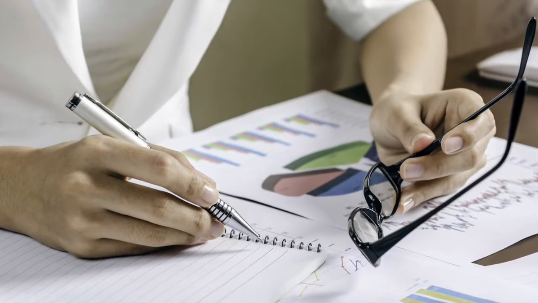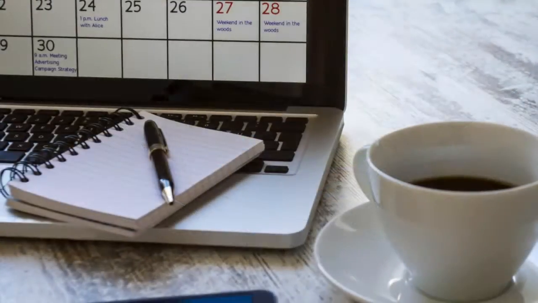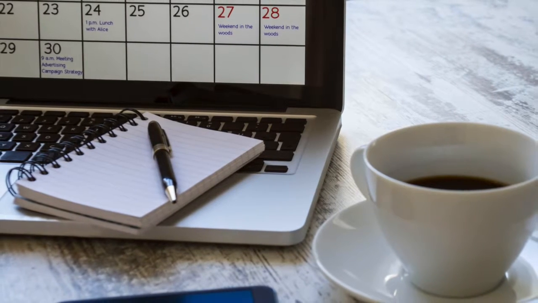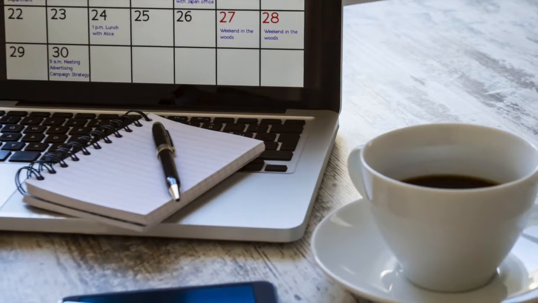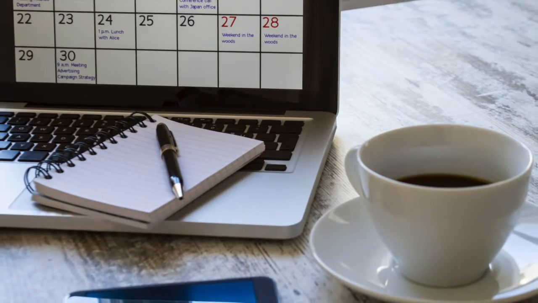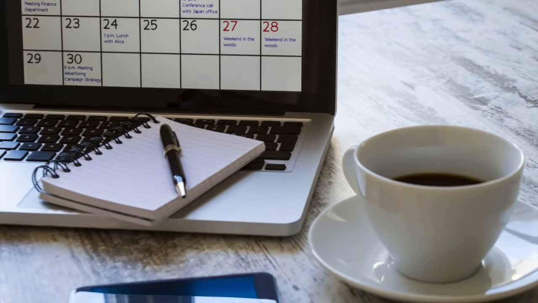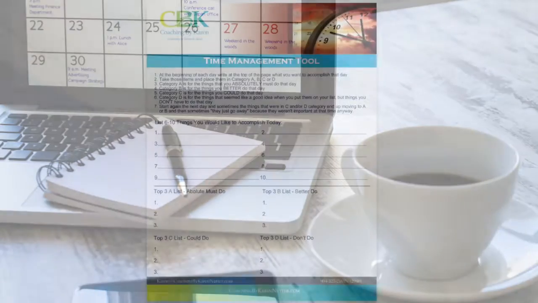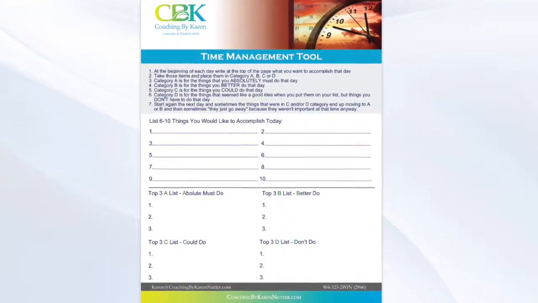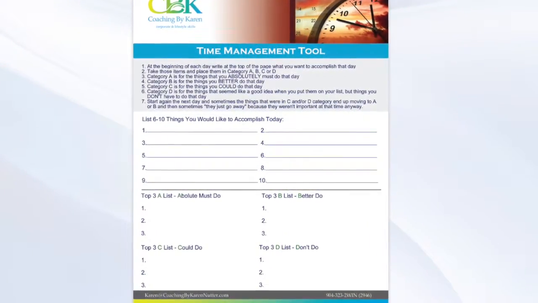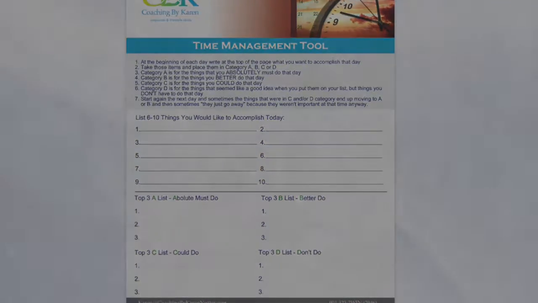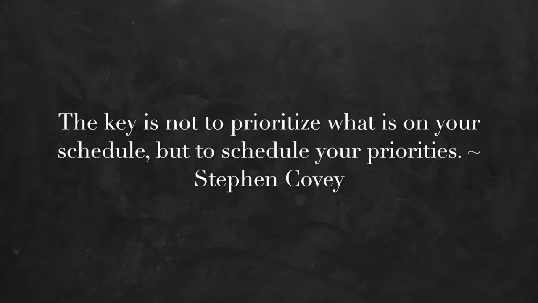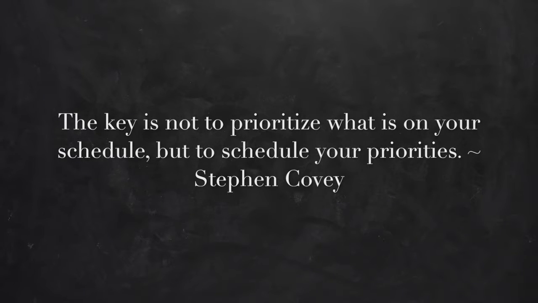Eventually, by the end of the week, you'll have a lot of things you accomplished, but you'll then again have a lot of things you didn't accomplish, and you'll be glad you didn't waste time on them because you learned by doing this time management tool that they were things you don't need to do. So in summary, let's not waste time doing things we don't need to do. Let's use our time doing things we absolutely must do, we better do, and we could do.